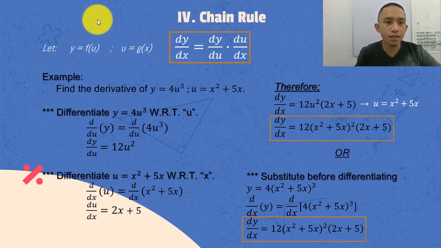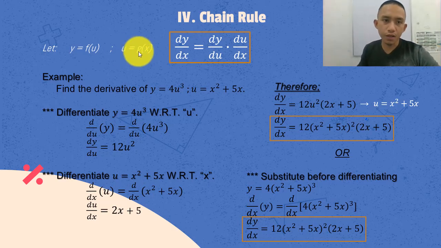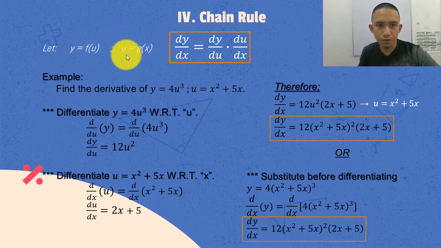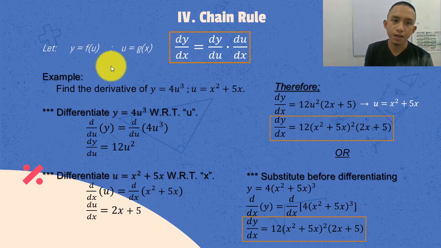This rule applies if your y is a function of another variable instead of x. Let's say that is u. y is a function of u, and at the same time, that u variable is a function of our variable x. So before, you had y as a function of x directly, but now you have y as a function of another variable, and that variable is a function of x. Since u is a function of x, I can substitute that, and that will still be y as a function of x.